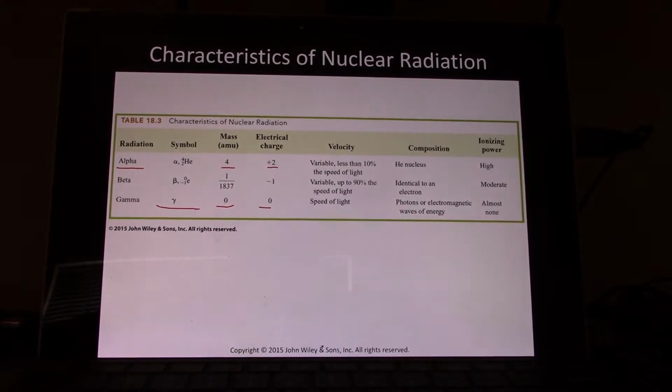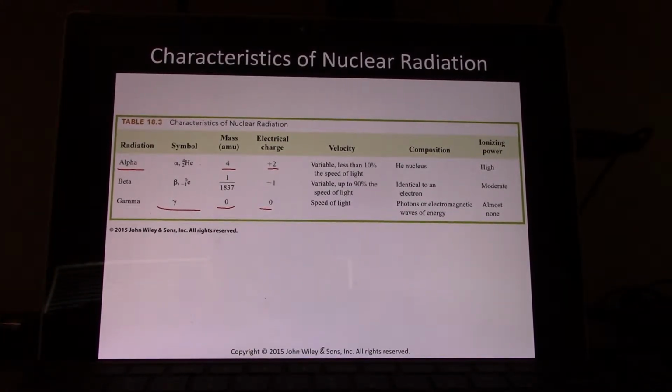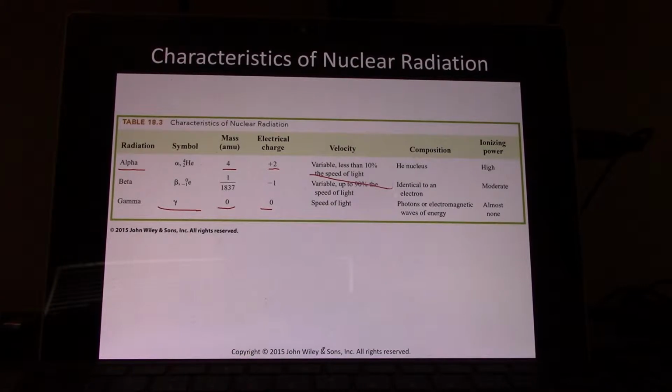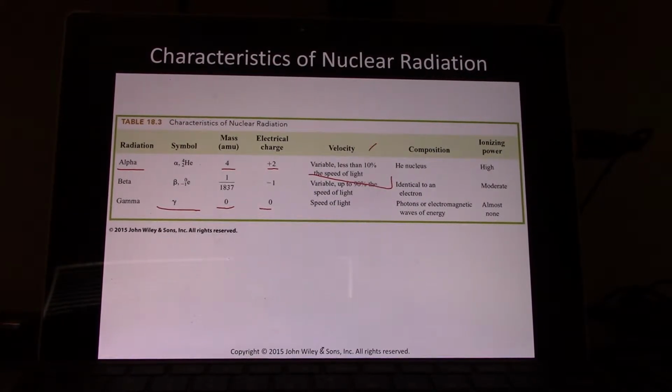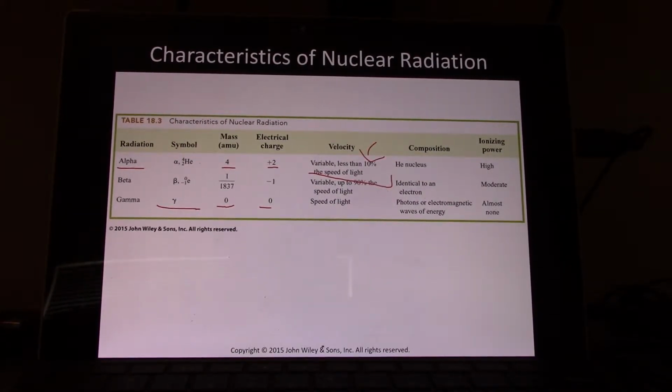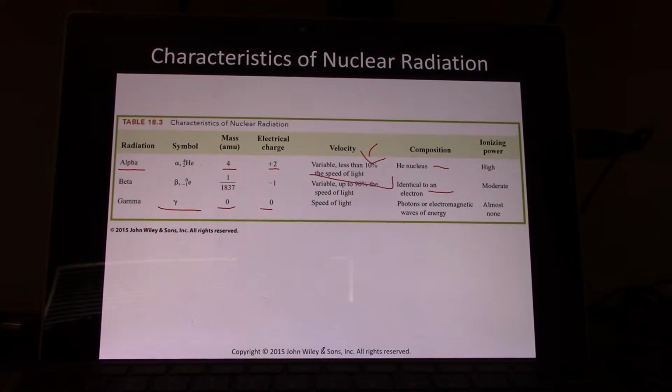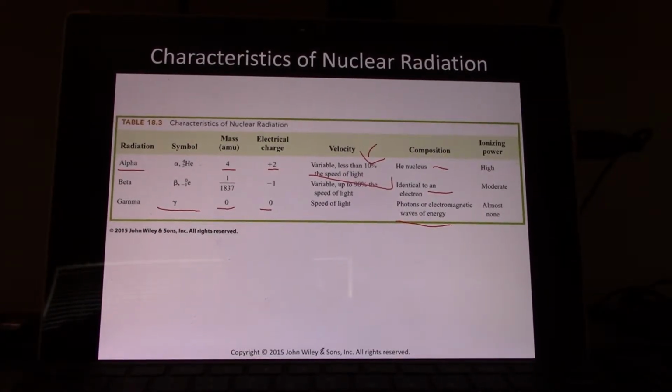Beta particles travel almost the speed of light at 90%. Alpha particles travel at 10%. And again, a beta particle is an electron. Alpha radiation emits helium nuclei, and gamma radiation releases high energy photons of light.